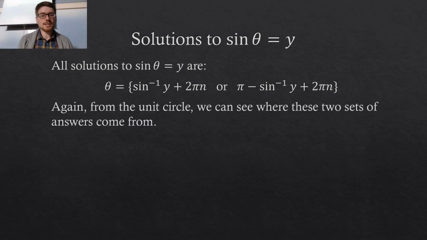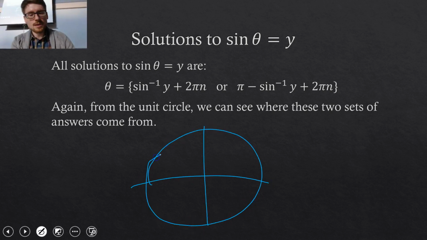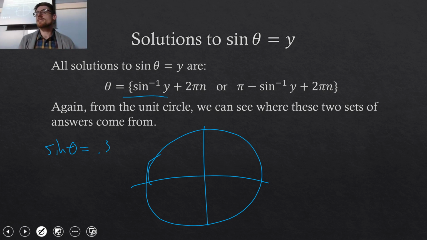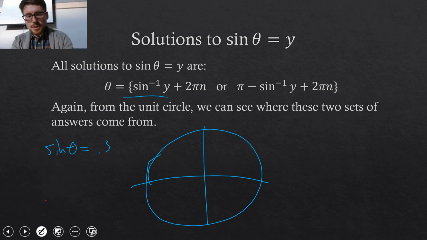And from the unit circle, we can see where these two sets of answers come from. Sketching out the unit circle, this first answer, sine inverse of y, is going to be, if I have my y be a positive number, let's pick a y for this. Let's say sine theta is equal to 0.3, just like we did for cosine theta. We're looking for angles where the sine is 0.3. So what does that look like? That's going to be a y coordinate of 0.3 this time.